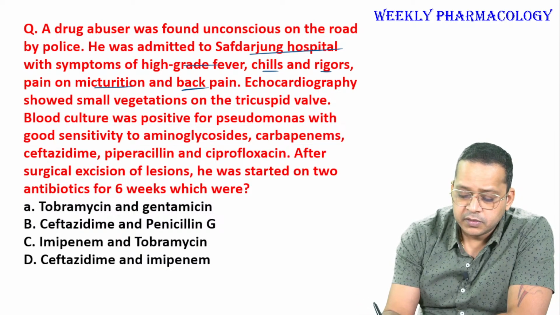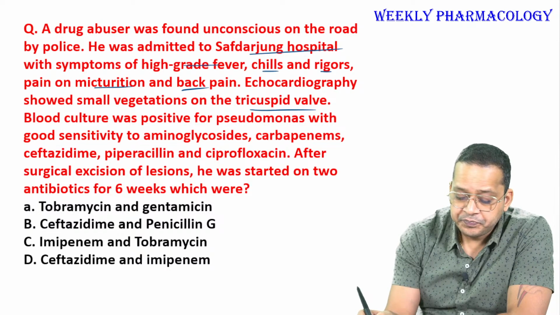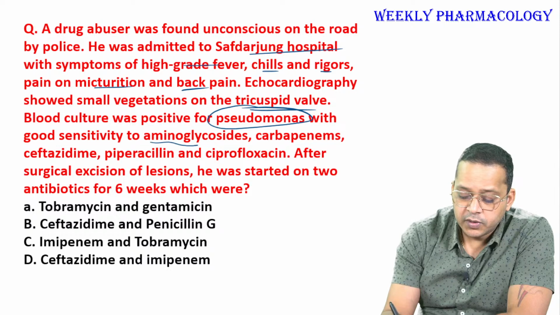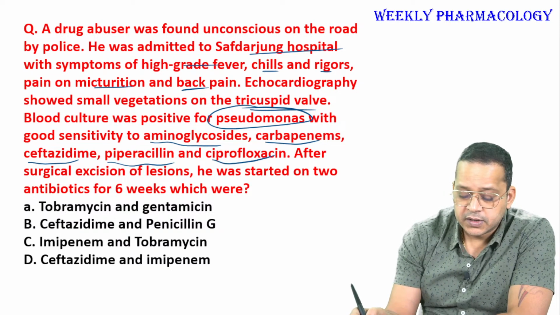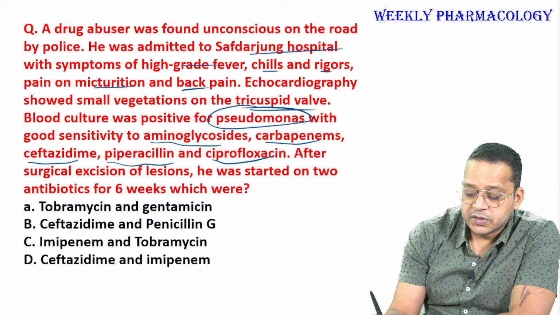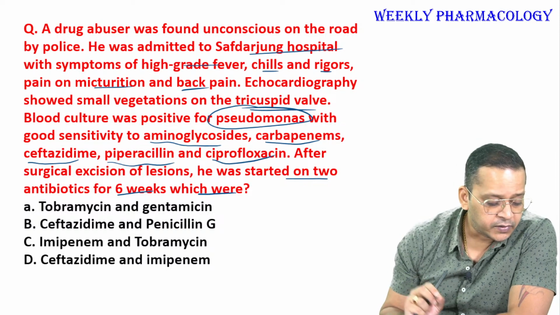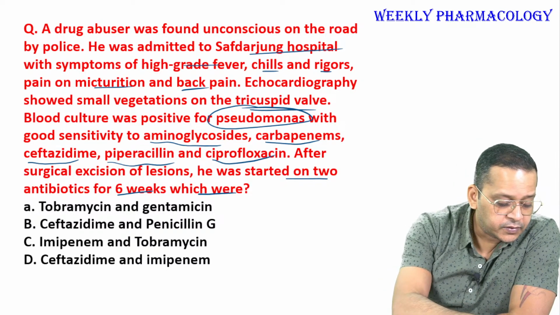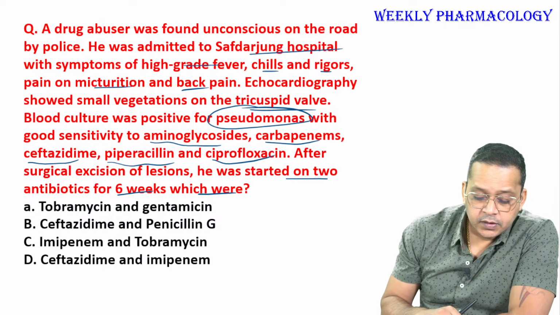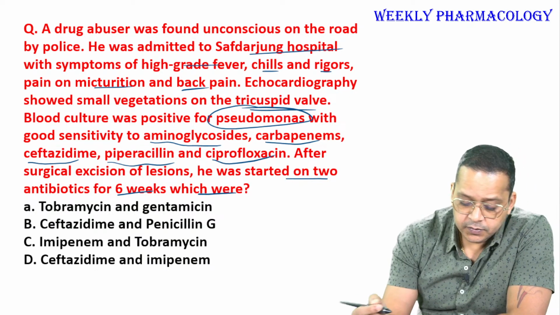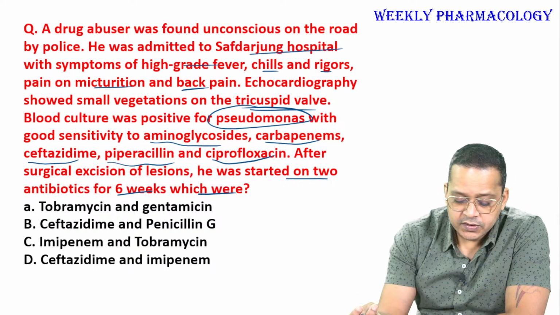On echocardiography, there were vegetations on the tricuspid valve. Blood culture was positive for Pseudomonas with good sensitivity to aminoglycosides, carbapenems, ceftazidime, piperacillin, ciprofloxacin. After surgical excision of the lesions, he was started on 2 antibiotics. That is what we were supposed to do in severe infections, right? And look at the options. Option A, tobramycin, gentamicin. Ceftazidime, penicillin G. Imipenem, tobramycin. Ceftazidime, imipenem.